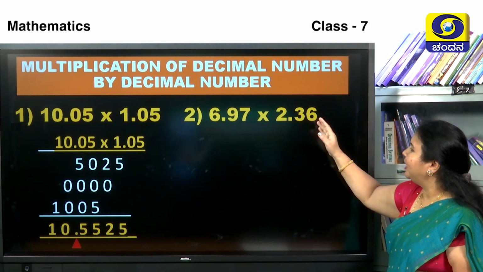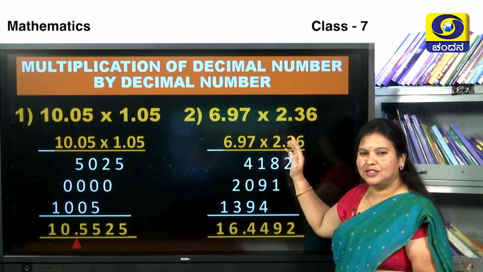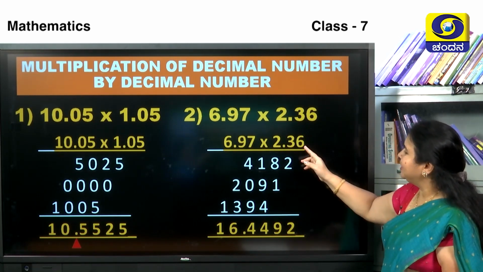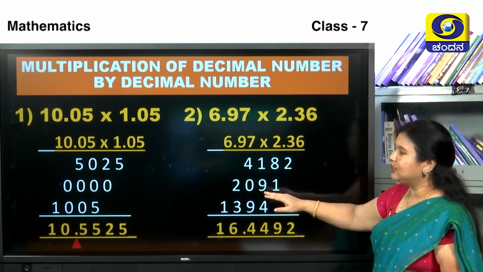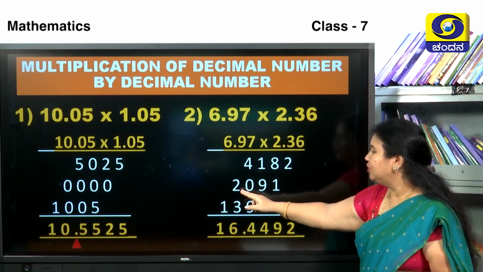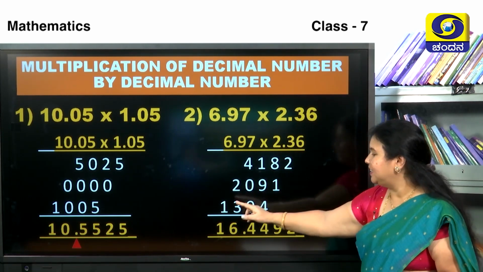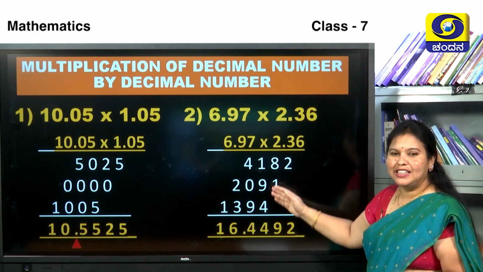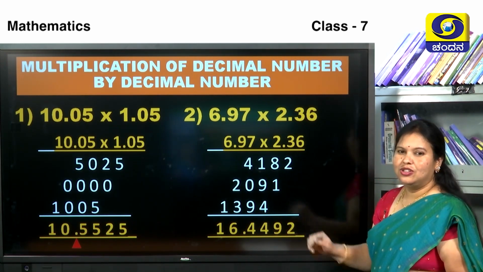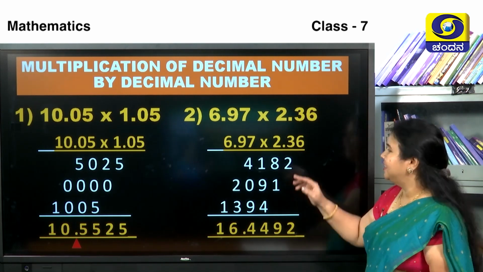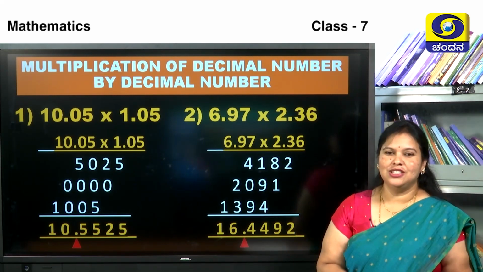6.97 into 2.36. In this example also, first you have to ignore the decimal point and multiply as usual. So, by multiplying by 6, we get 4182 in the first row, and in the second row multiplying with 3, we get 2091, and in the third row by multiplying with 2, we get 1394. By adding all this, we get 1,64,492. So, where we have to place the decimal point? Yes, after 4 digits from the right. I hope you have understood this very well.